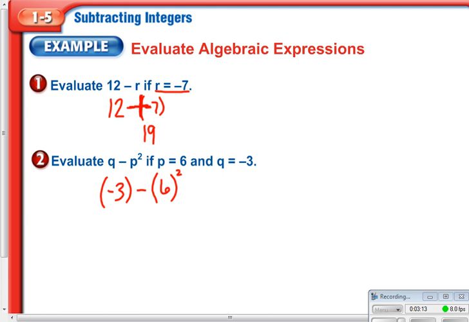So I'll drop negative 3 down, minus. Now, what is being squared is the 6. The 6 is what p is. So 6 squared is 6 times 6, which would give us 36. Now we can go ahead and add the inverse, and we have negative 3 plus negative 36. Two negatives. When you're adding, it holds the same sign, so add them together. We get negative 39.